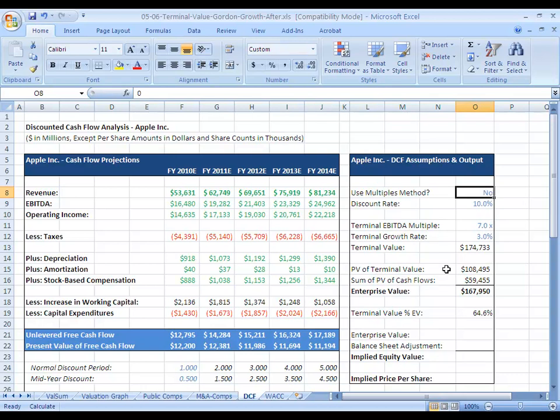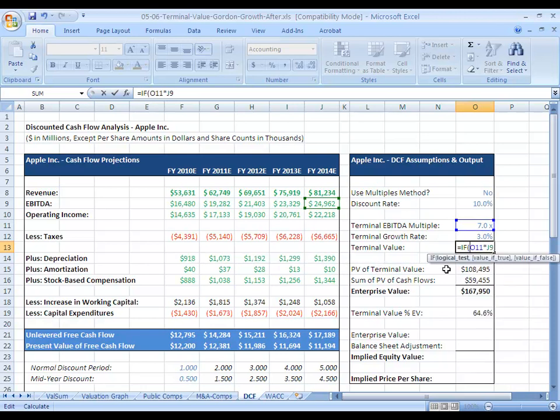I'm going to keep it at 0 for now. And now let's go in and think about this terminal value formula. So we have to change this around, and we have to say now that if we are using the multiples method, then it's just the same formula we looked at before. But if we're not using it, then it's going to have to be something different.